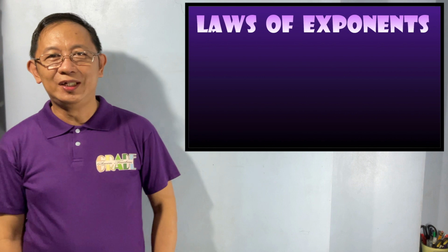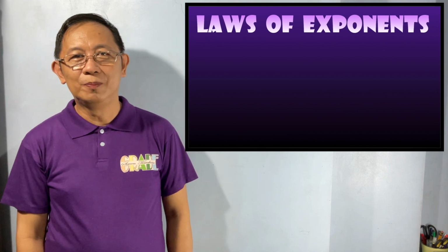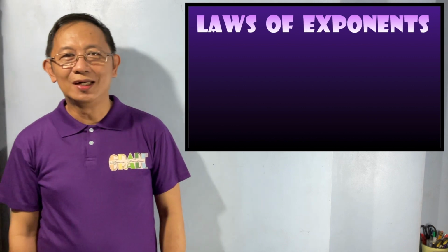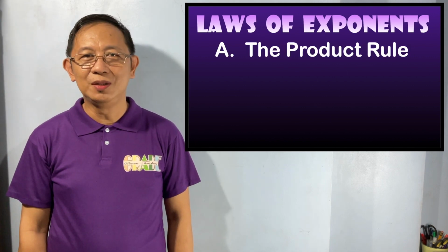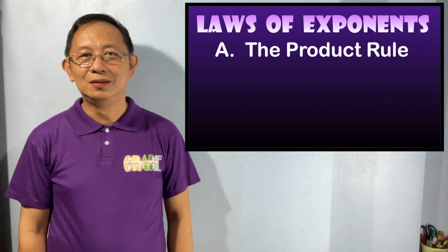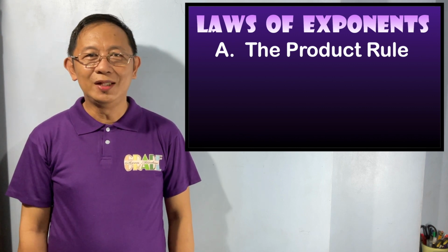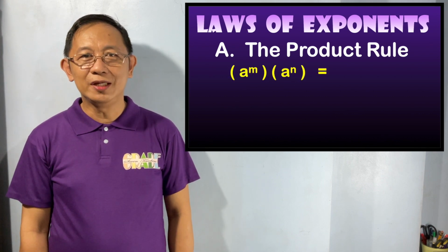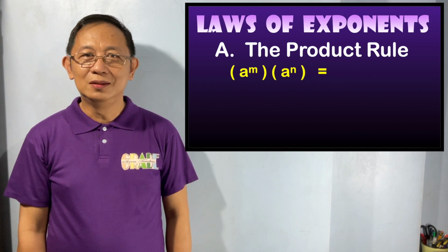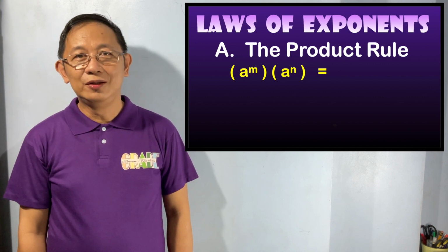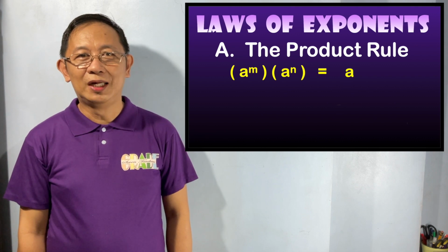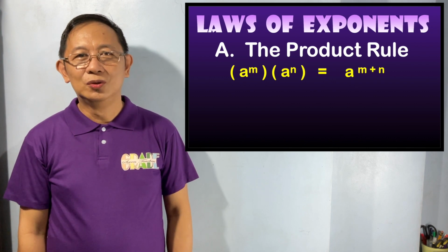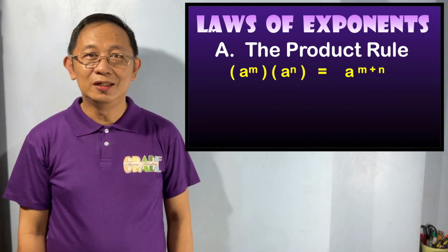So we will review first the first two laws of exponents. So number one is the product rule. So what is the principle behind the product rule? The product rule states that a raised to the m power times a raised to the n power is equal to a raised to the m plus n power. So here we add the exponents.